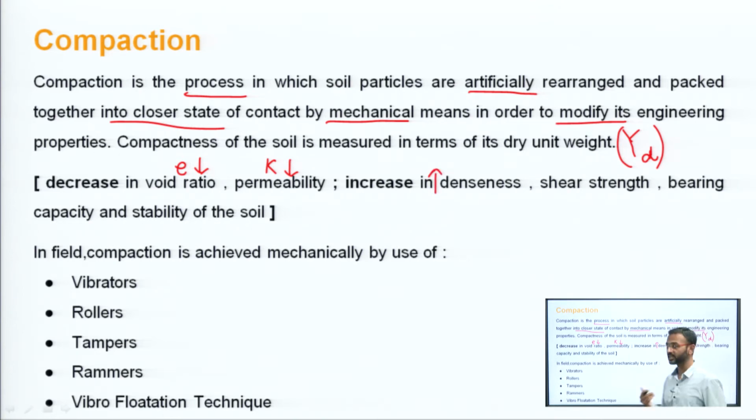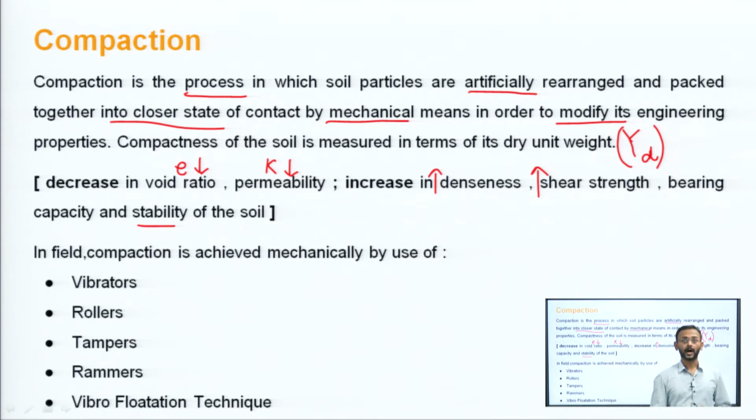And what happens to the shear strength? Shear strength will also increase. We will be discussing this in the fourth module, shear strength. And the bearing strength, that is the holding capacity for the soil to hold any structure, that is the bearing capacity, will also increase, and so will the stability of the soil.